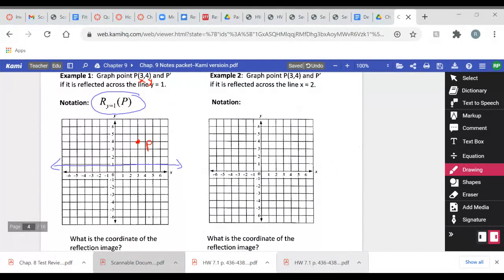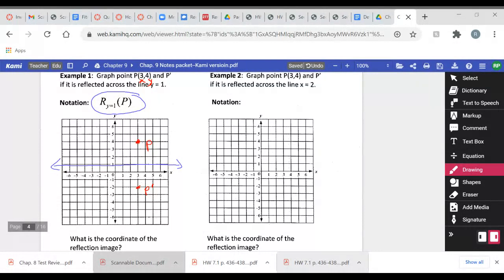So what I need to do is I need to see how far P is away from the blue line. And if I count, it's 1, 2, 3 away. So I just need to take it 3 on the other side. 1, 2, 3. So here's where my new P is. I'm going to label it P prime. And again, if you took your sheet of paper and folded it along the blue line, those two P's should match up exactly.